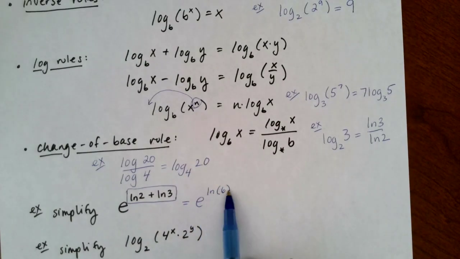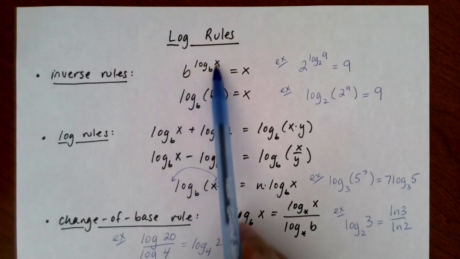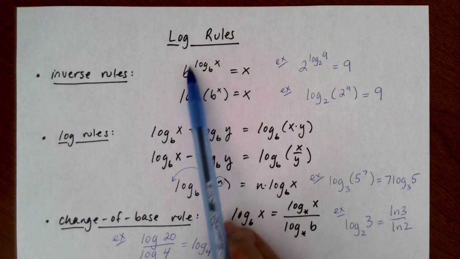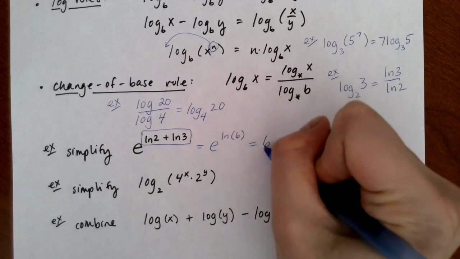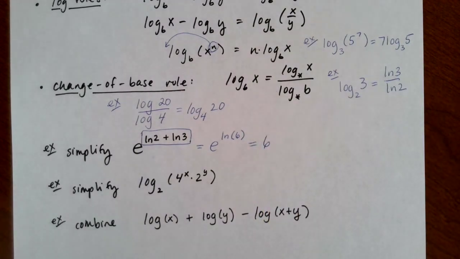And then I have e to the ln of something, which is one of these, right? e and ln are the same base, so they're going to cancel. And what I get is just the 6 that was inside of the ln.